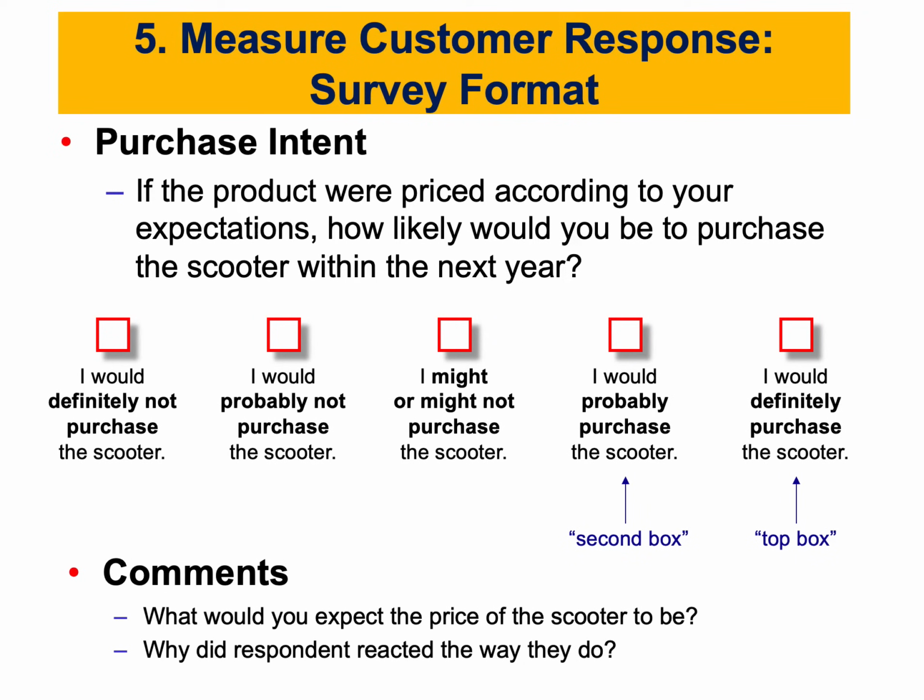To do this, we are going to use a scale of 5 answers. We will tell them about the product, explain it to them, and then we will ask them, if the product were priced according to your expectation, for example, for the electric scooter, if it's priced at $689, how likely would you be to purchase the scooter within the next year? And we have these 5 answers. We need to focus here on the top 2 answers: I would definitely purchase, or I would probably purchase.